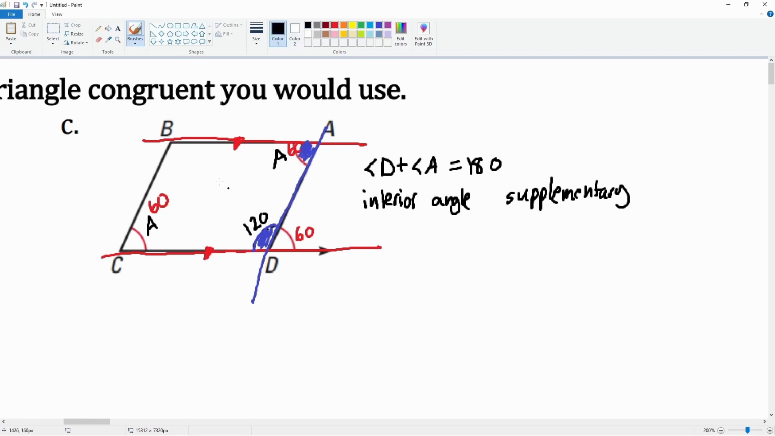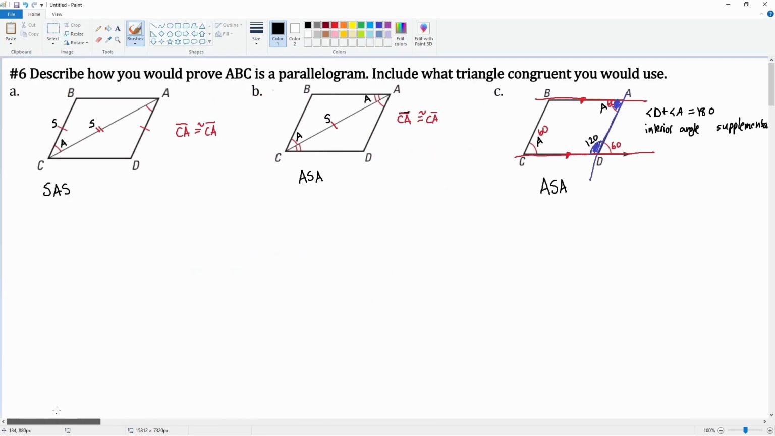So there you go. That's how you would use C, using the interior angles are supplementary to prove that this triangle is congruent, okay? I think this would be angle, angle, and you can get another side. So if you want to use a triangle congruency statement, angle, side, angle would work for C. So there you go. That is how you prove these are congruent and make a parallelogram.